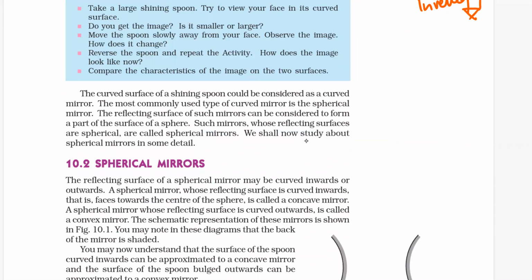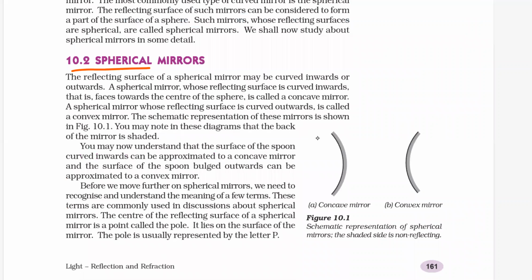Now, all three activities of this chapter we will be doing together. Before that, I want to explain the concepts of spherical mirrors. The reflecting surface of a spherical mirror is curved inward or outward. A spherical mirror whose reflecting surface is curved inward, that is, faces towards the center of the sphere, is called a concave mirror. First of all, I'll explain what a spherical mirror is.